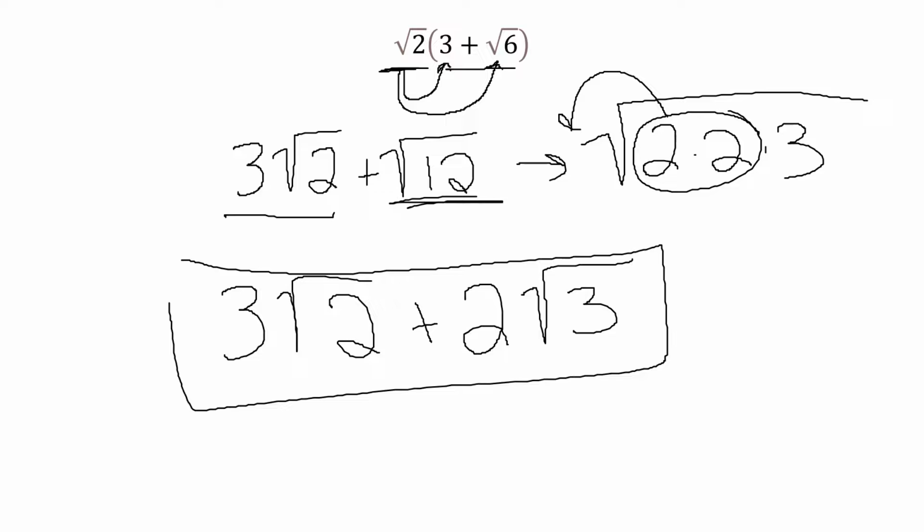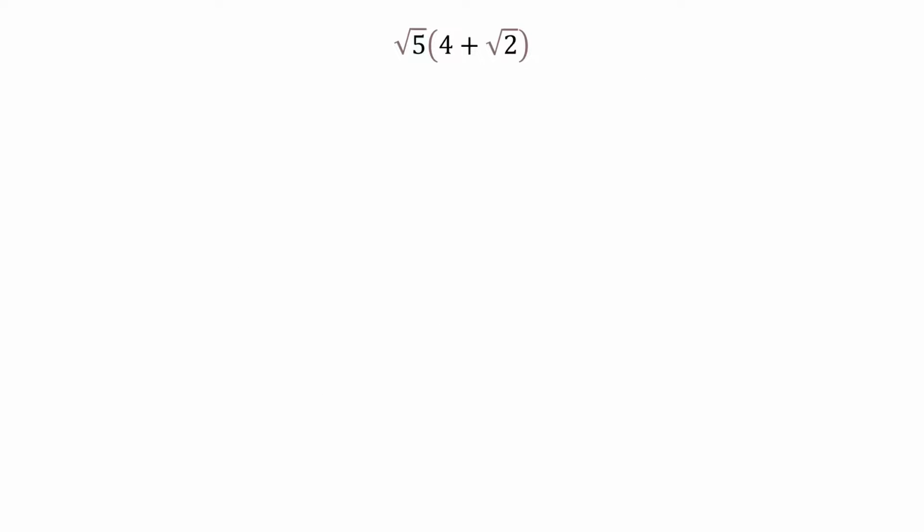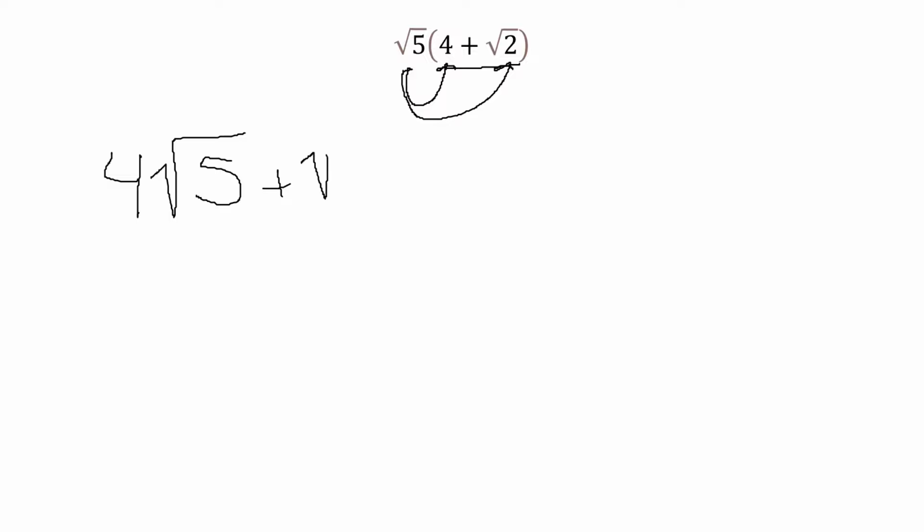Let's do another one. All right, let's look at this one. So we look inside of our parentheses. Order of operations says we do parentheses first. I can't do anything inside, so I look outside. The square root of 5 has to be multiplied to both pieces. Square root of 5 times 4 is simply 4 square root of 5. Square root of 5 times square root of 2 is the square root of 10.